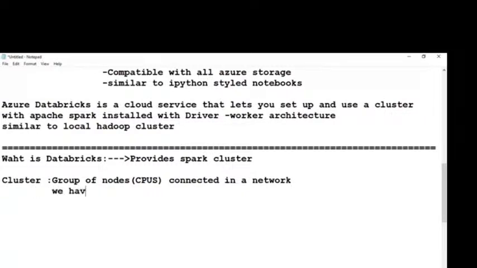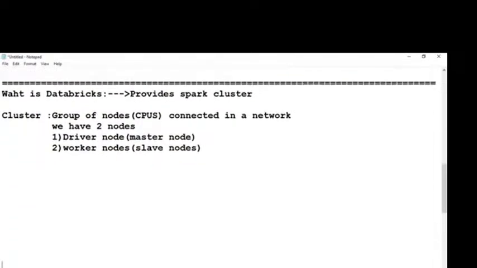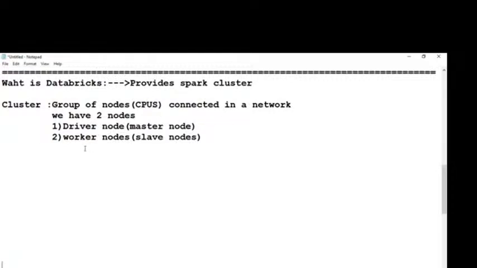We have two nodes. Driver node, that we say master node. And secondly, worker nodes. Worker nodes, we say like slave nodes. And it provides a Spark cluster. You may ask, what is Spark?